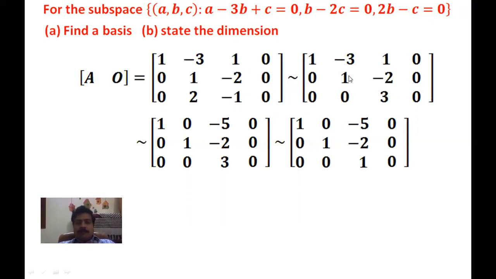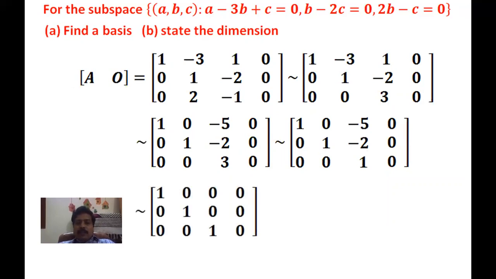So I'm making this 0 again by elementary row operations. R1 goes to R1 plus 3R2 will give me this 1, and this is 1 plus 0 is 1, and this is 0 minus 5 and 0. And I am dividing this by 3 so that I can get this one. R3 goes to 1/3 R3. Using this one, I can make these two zeros. So now it is in reduced echelon form.